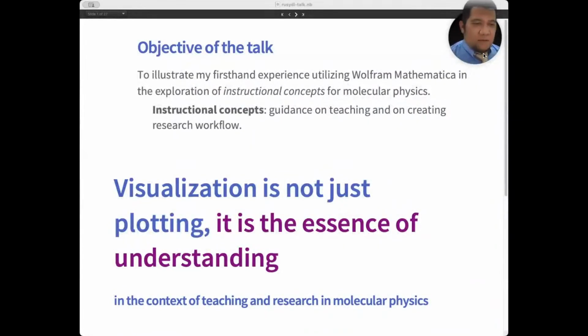This recording is my talk on my first-hand experience utilizing Wolfram Mathematica in the exploration of instructional concepts for molecular physics. By instruction concept, I mean a general guideline on how I use Wolfram Mathematica to design my teaching and research workflow. The message that I want to convey to the audience, according to my 18 years of experience in teaching and research, is that visualization is not just plotting. It is the essence of understanding, at least in my field, molecular physics.